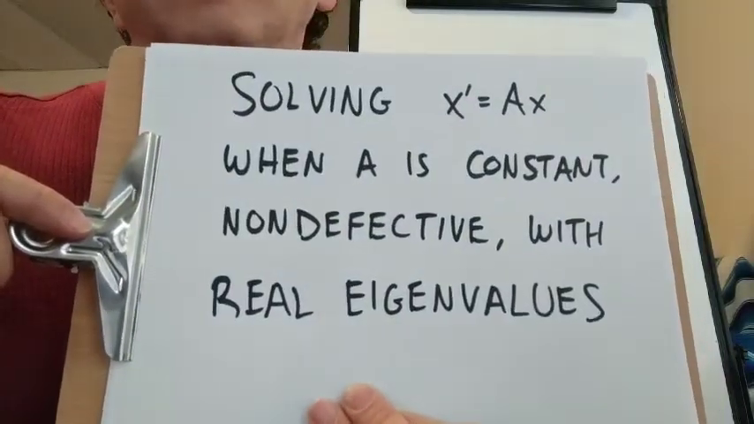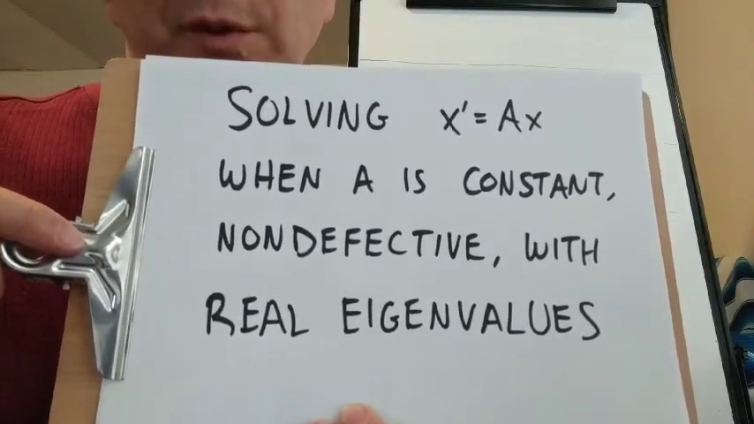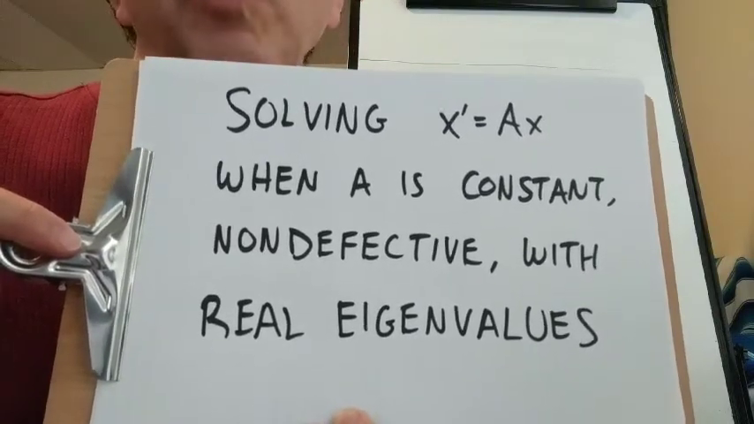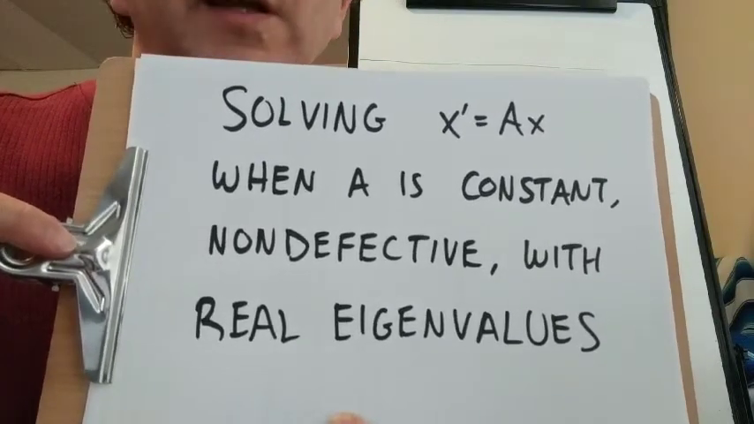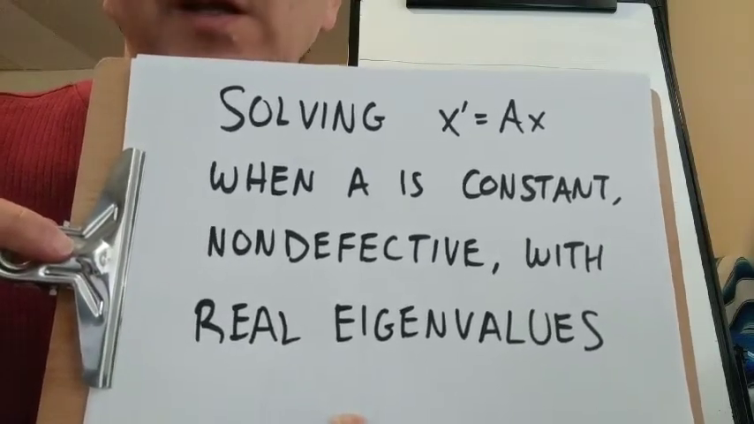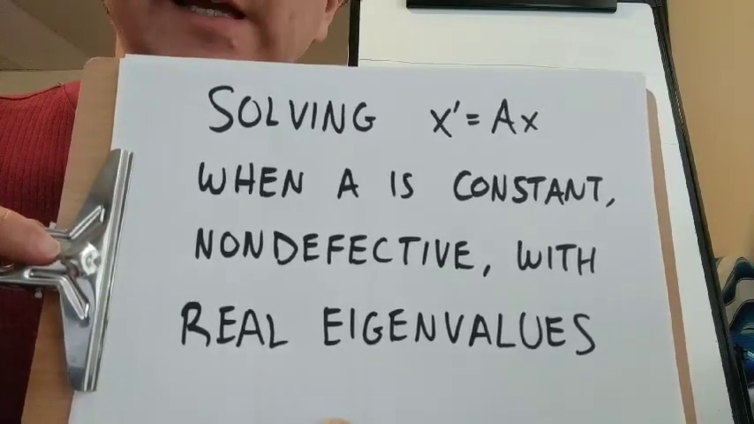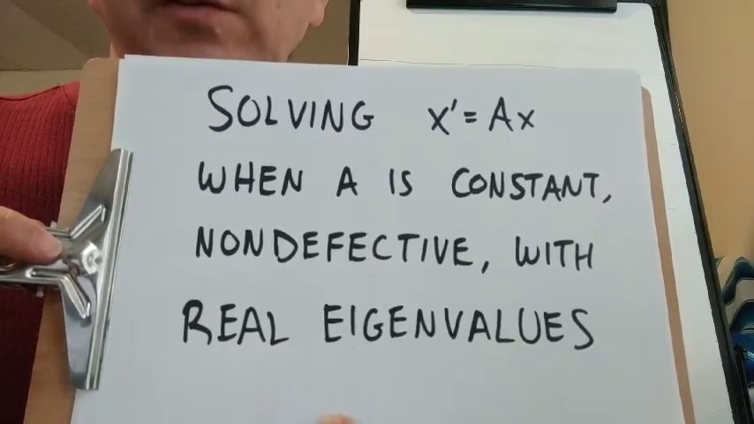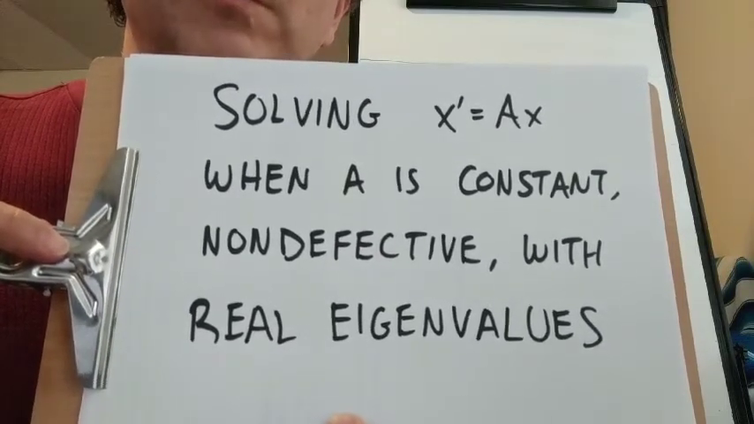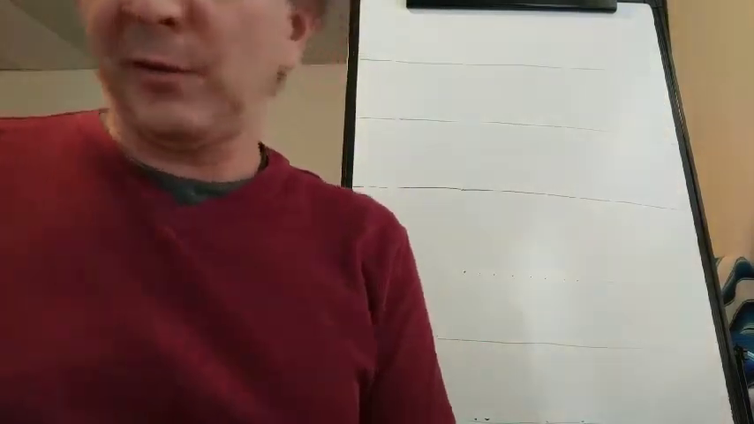Alright, now finally, let's talk about how to find solutions to these systems of differential equations we've been talking about. The easiest case is when we have a homogeneous system, x prime equals Ax. The matrix A is all constants, no functions of t in there. And it's non-defective, meaning if it's n by n, we can find n linearly independent eigenvectors. And if those eigenvalues are all real, that also makes this the easiest case. So let's look at this case first.